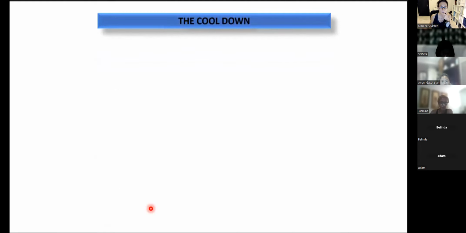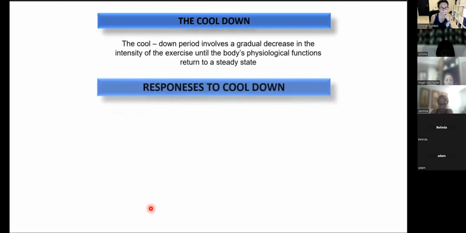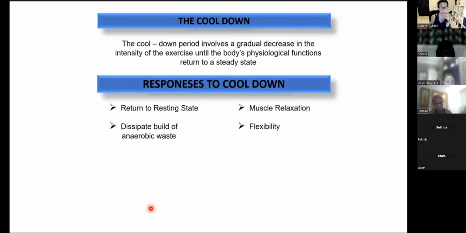And then the cool down is important, because it helps the body slowly return back to the resting state. It makes sure that when you have a build-up of lactic acid, the anaerobic waste, it dissipates. That will be your lactic acid, yeah.